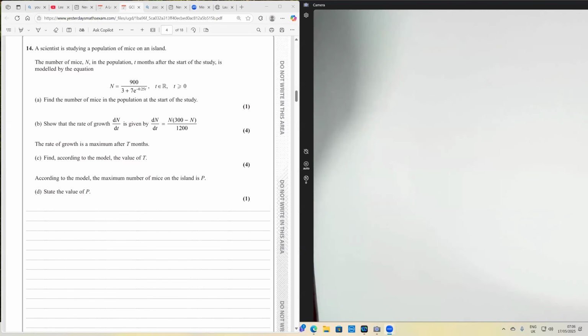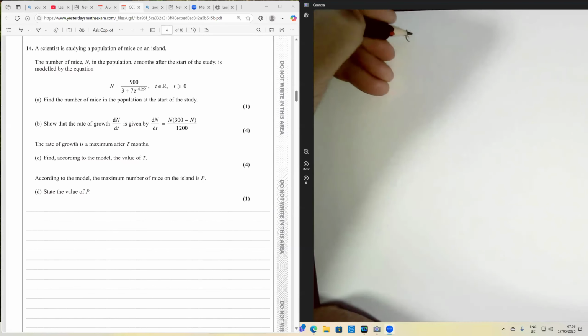So it says, a scientist is studying a population of mice on an island. The number of mice n in the population t months after the start of the study is modeled by the equation n is equal to 900 over 3 add 7 e to the minus 0.25t. Find the number of mice in the population at the start of the study.